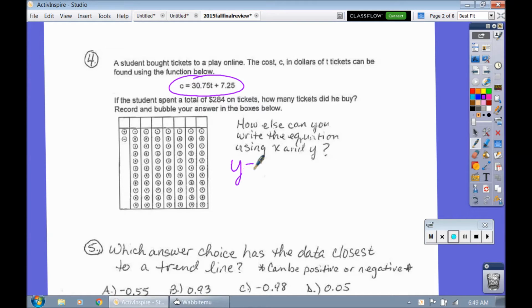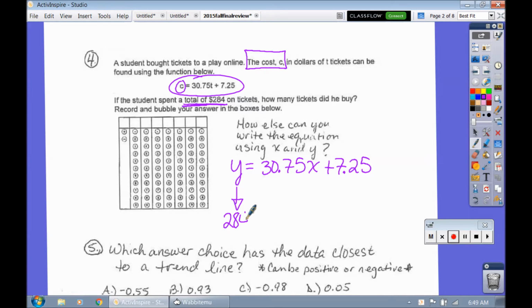We are going to rewrite that equation in y equals. So instead of using the letter C, we're going to use the letter y. Instead of using the letter T, we're going to use the letter x. And the reason why we're going to do this is because if you can rewrite your equation as y equals, we can use the calculator to help find the missing variable we're looking for.